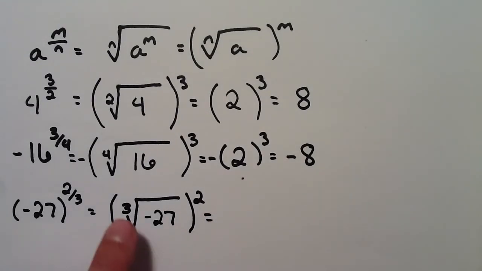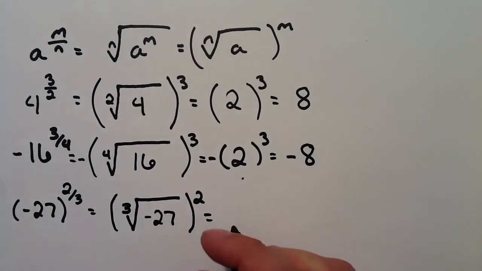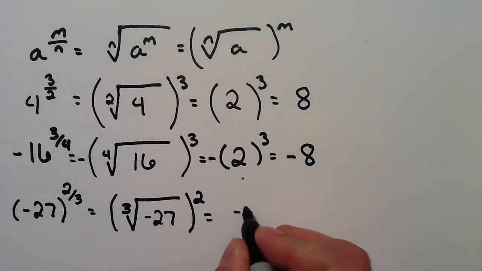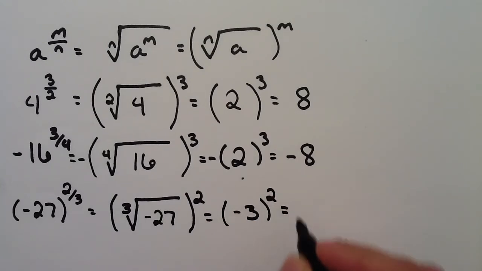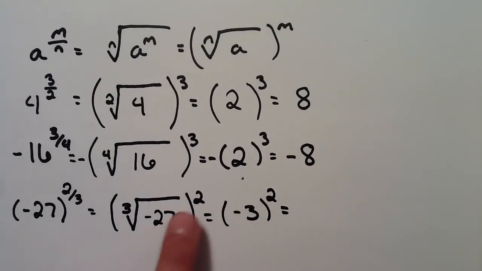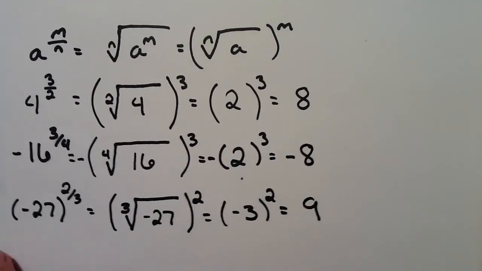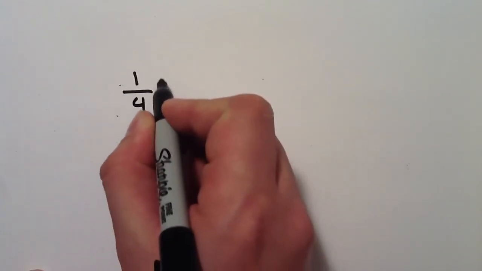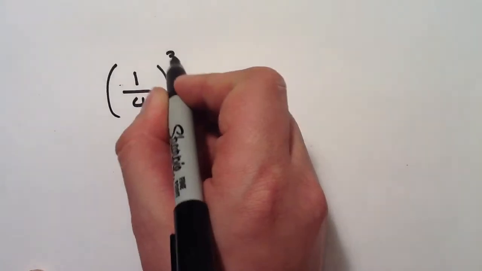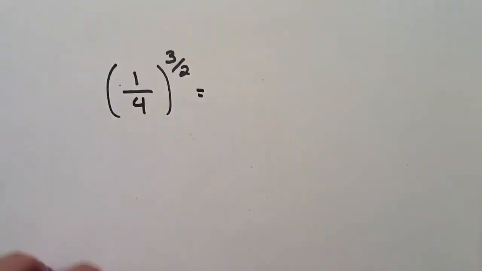And then I simplify. The cube root of negative 27 is going to give me a negative 3. Since I solved for this, now I have to take the square of it. Negative 3 squared is going to give me a positive 9. To go over just one more example, I'm going to say 1/4 to the 3 over 2 power equals.